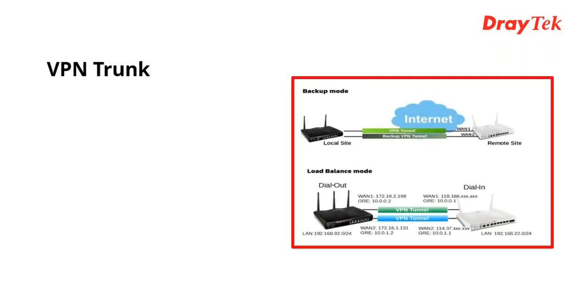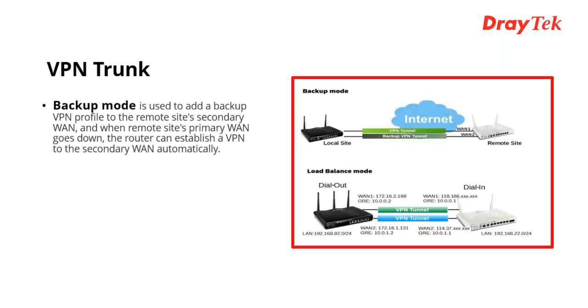VPN trunk allows us to set up VPN backup and failover. There are two trunk modes that we can set up. One is the backup mode. We can use this when the remote site has two WAN connections. So the backup tunnel will dial out to the remote router should the remote router's primary WAN connection fail.